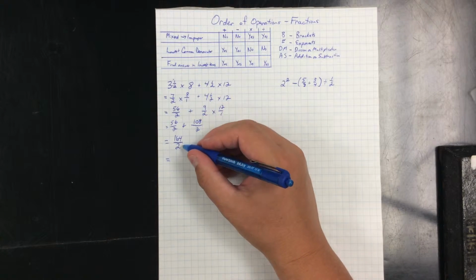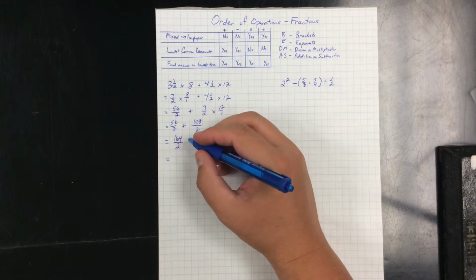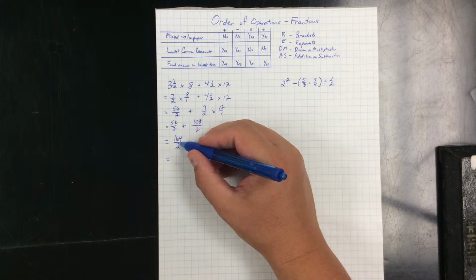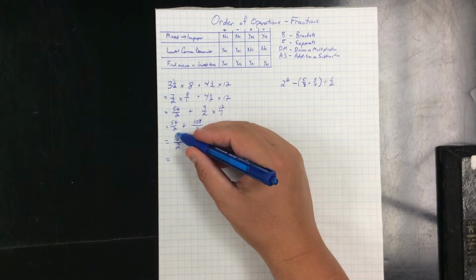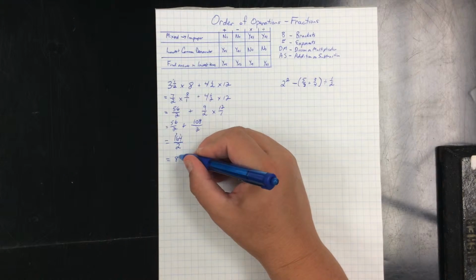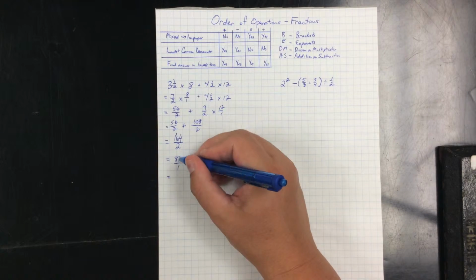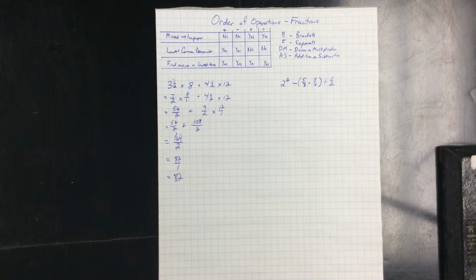Okay, 164 over 2, that's definitely going to be improper. Looks like 2 goes into that, 2 goes into 16 eight times, 2 goes into 4 twice, so it's going to be 82 over 1, which is 82. So we worked through brackets, exponents, multiplication, division, addition, subtraction.